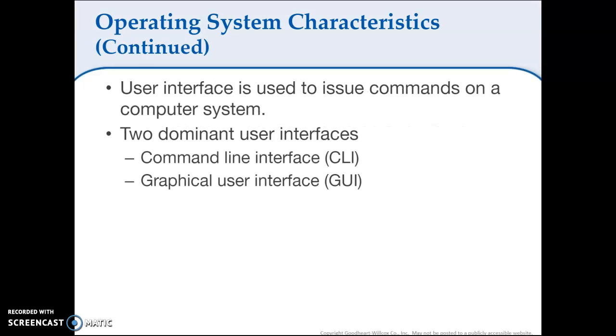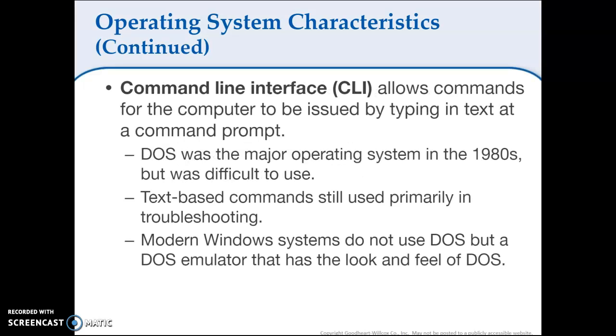Now, another characteristic of operating systems is the user interface. The user interface is used to issue commands on a computer system. There are 2 ways that commands can be issued. One is the command line interface, or CLI, and the second is the graphical user interface, or GUI. Let's take a look at what these 2 dominant ways of users being able to input commands into a computer might look like.